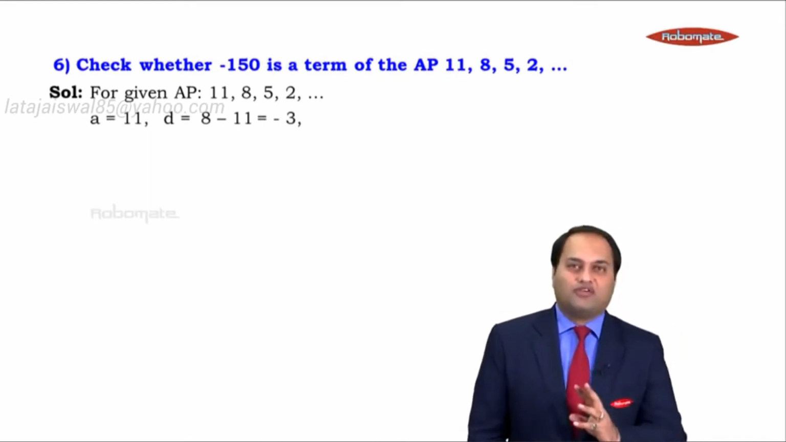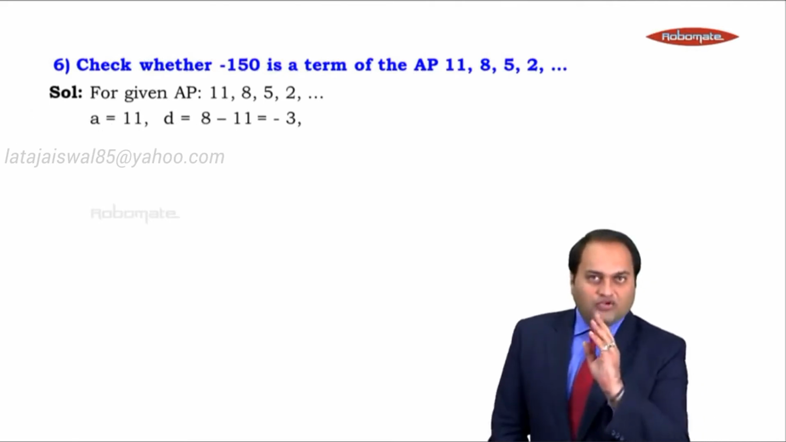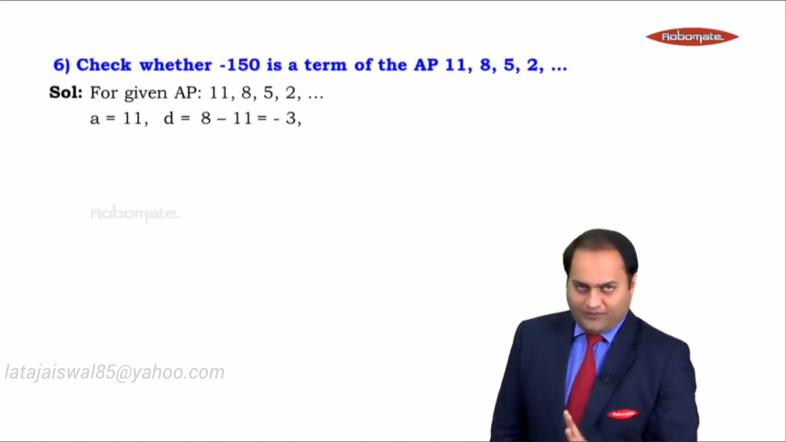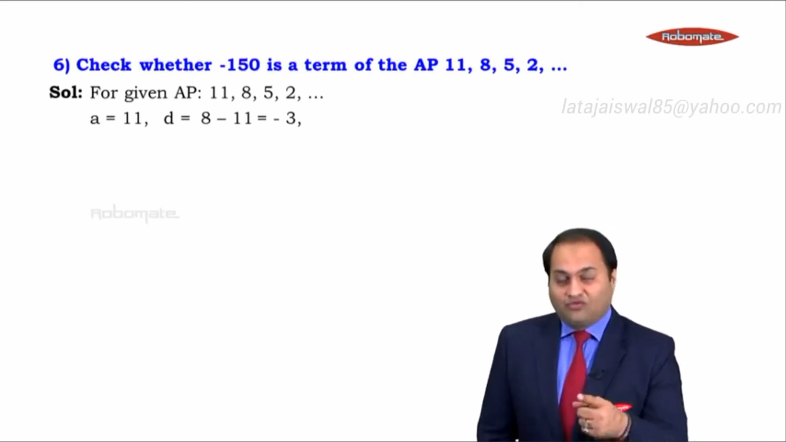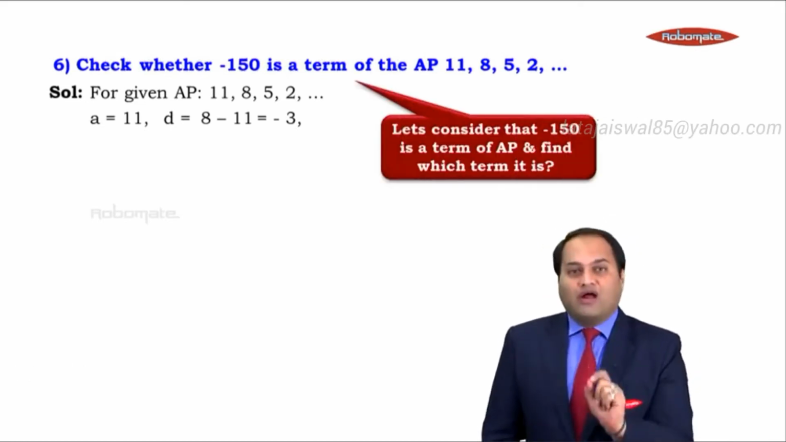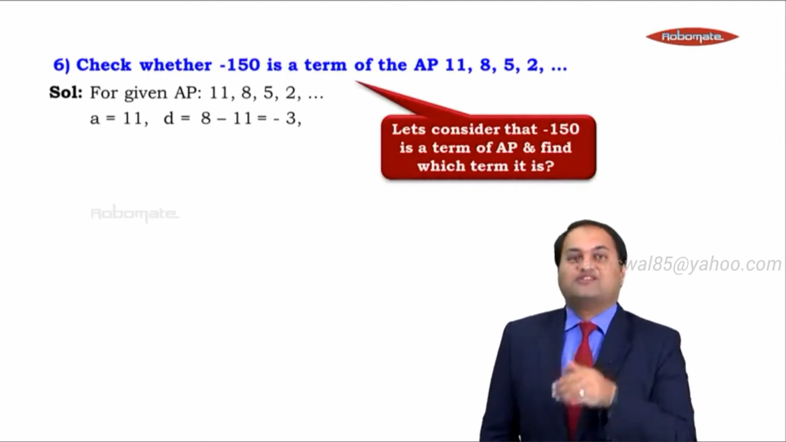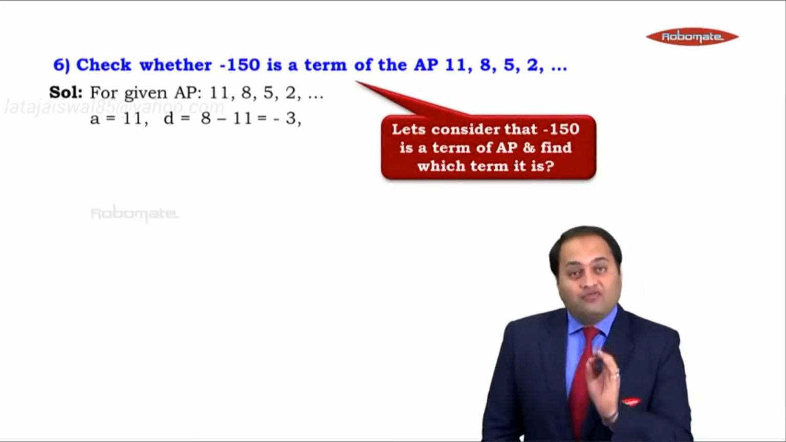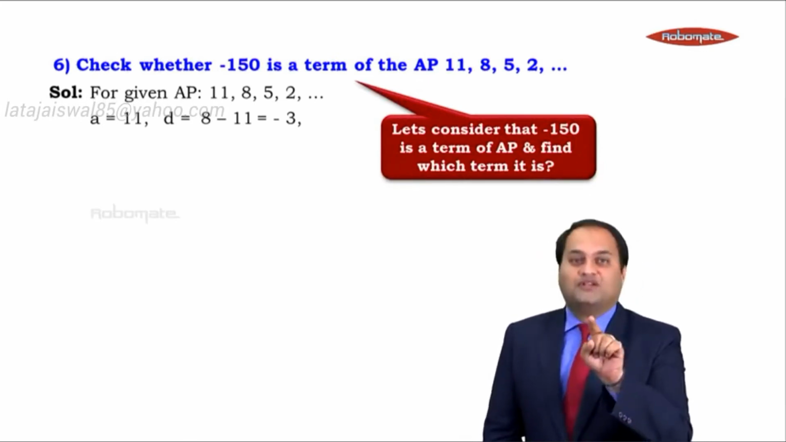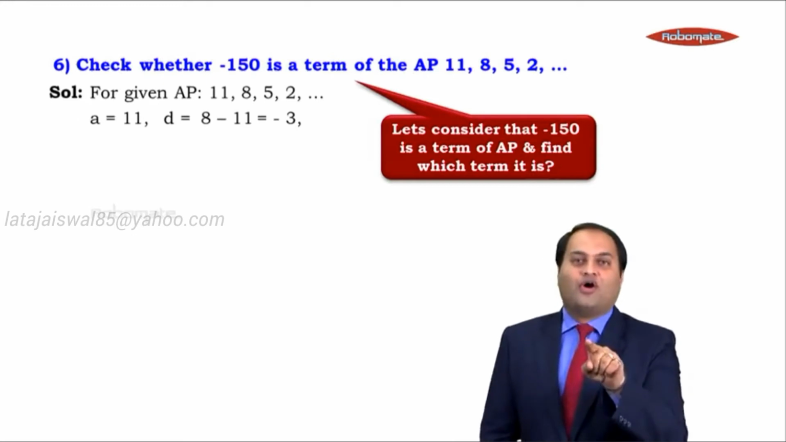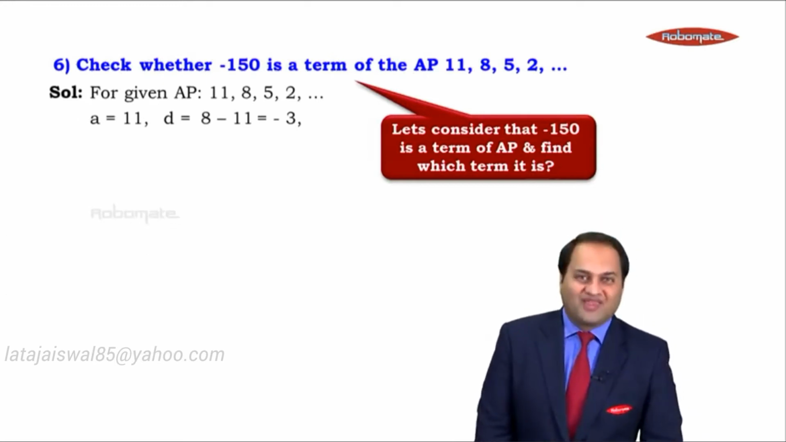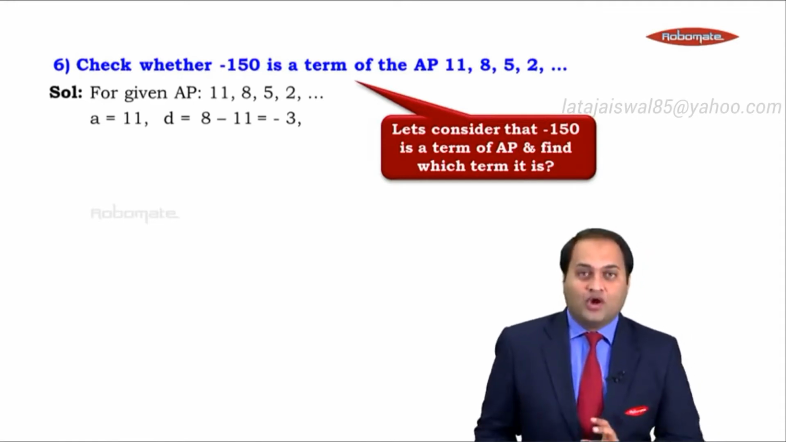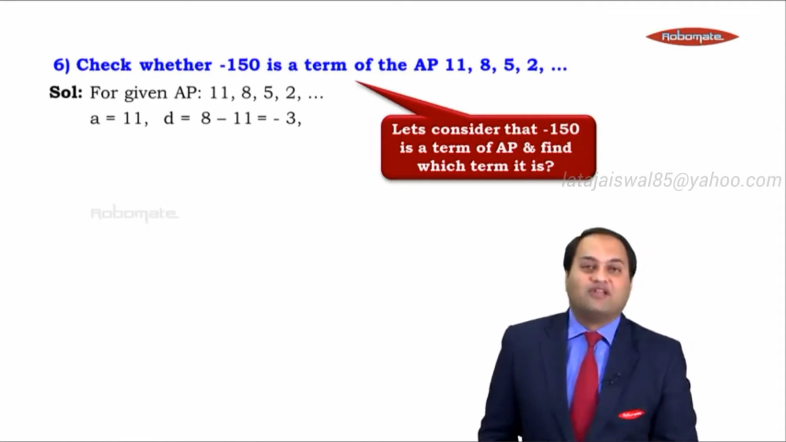Now let's understand what we are supposed to do. We are supposed to find whether minus 150 belongs to this AP or not. To check that, we will have to assume that minus 150 belongs to this AP, and we need to find the position or the term number of this minus 150. I repeat, we need to find the position of minus 150 in this given AP.